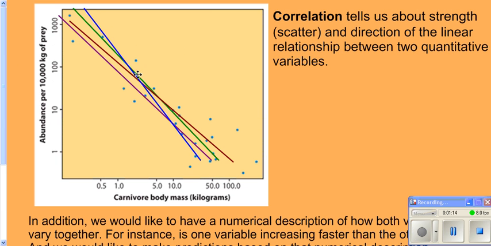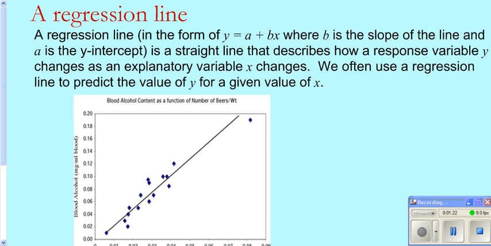Now, instead of eyeballing it like I did here, we want to have a more precise way to always get the best line, which is your least squares regression line. Your least squares regression line is always going to be written in this form right here, where b ends up being your slope and a is your y-intercept. Now, x is your explanatory variable, and y is your response variable because it responds to what you put in for x.